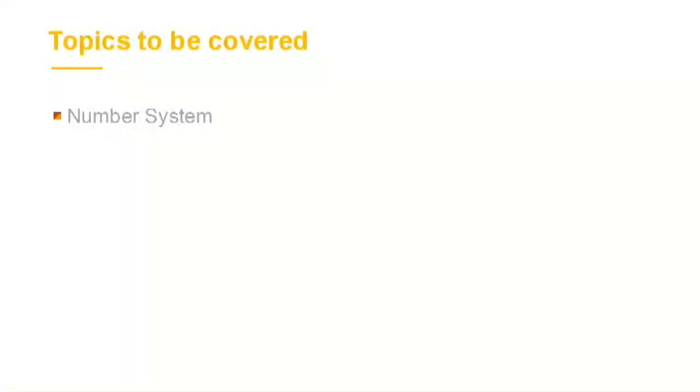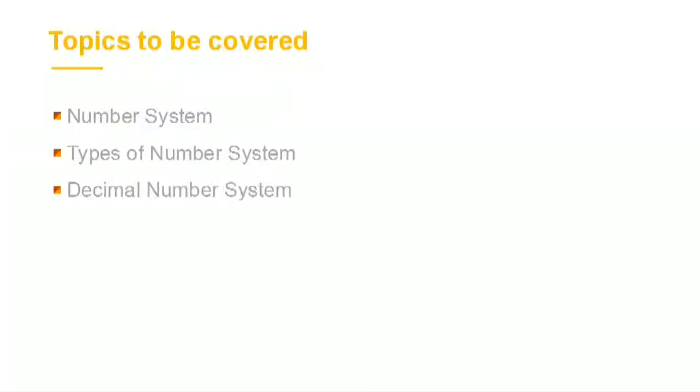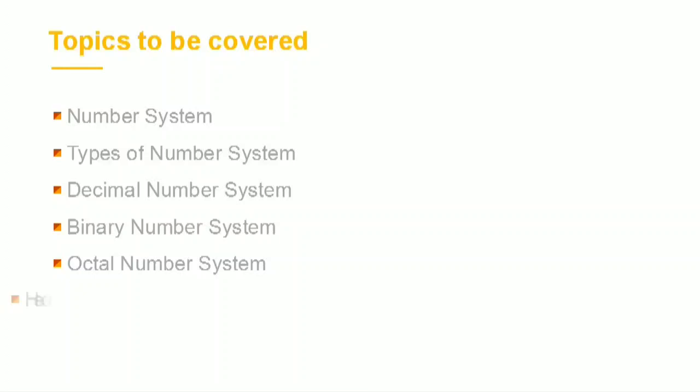Topics to be covered in this chapter are number system, types of number system, decimal number system, binary number system, octal number system, and hexadecimal number system.